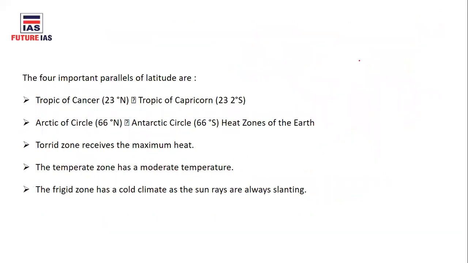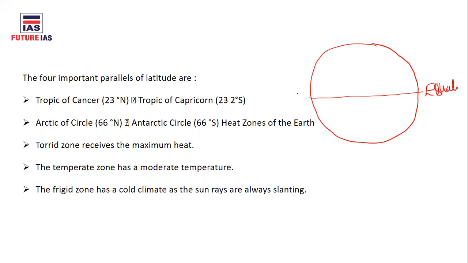And the most important point you must understand here is, if I draw the line, for example, this is the equator. The equator always corresponds to 0 degree latitude. Always remember, equator means 0 degree latitude. And there are two more important lines which you must understand. The first line is 23.5 degree north and 23.5 degree south.